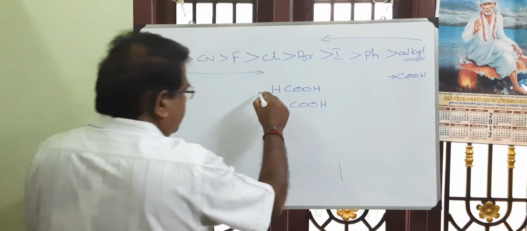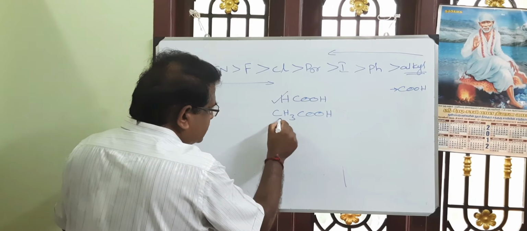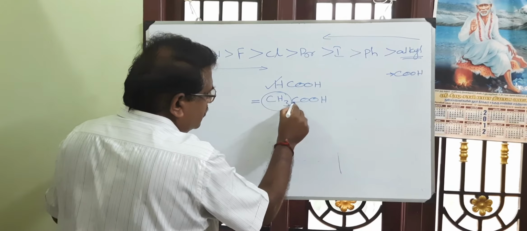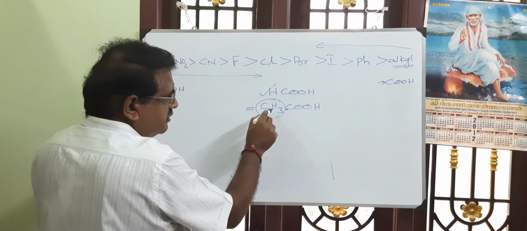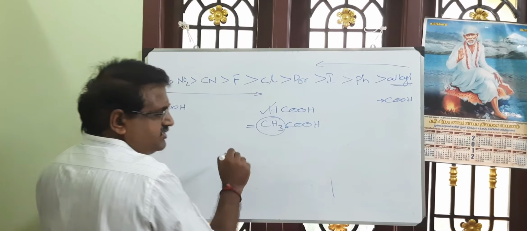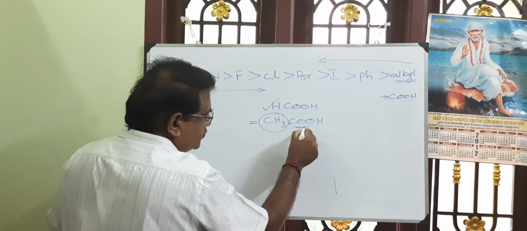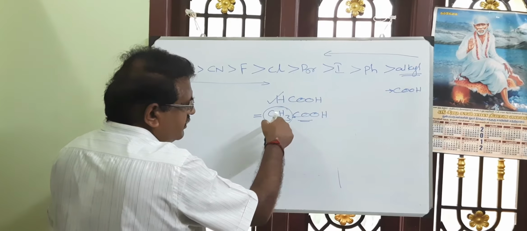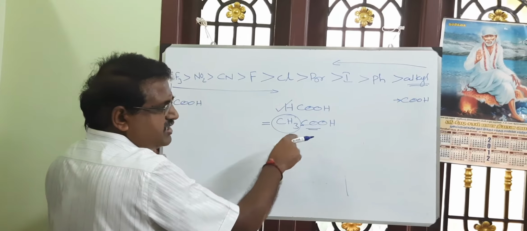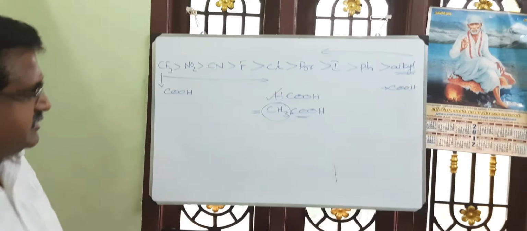Of course, formic acid is stronger than acetic acid, because in acetic acid we have a methyl group, an alkyl group, attached to the carboxyl group. The methyl group is electron donating. Because of this electron donating tendency, the carboxylate ion generated from acetic acid will be destabilized. Because of that, the acidic strength will be decreased. Now let us consider another example.